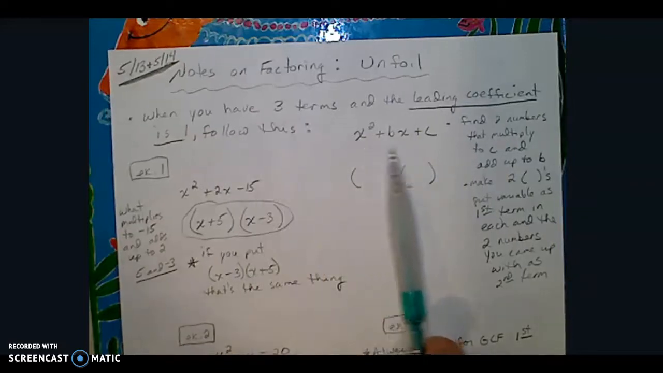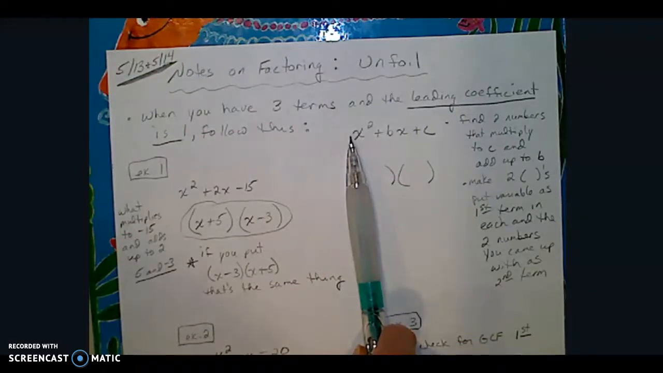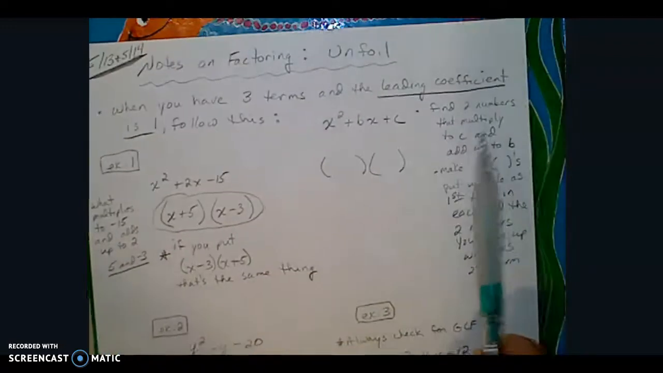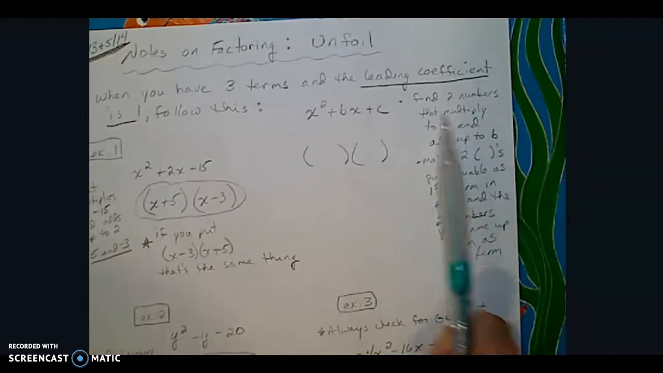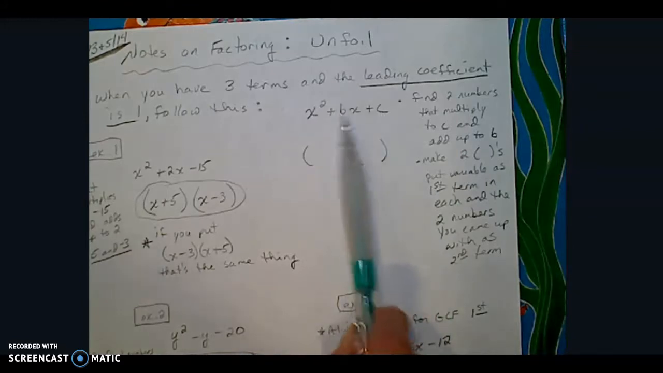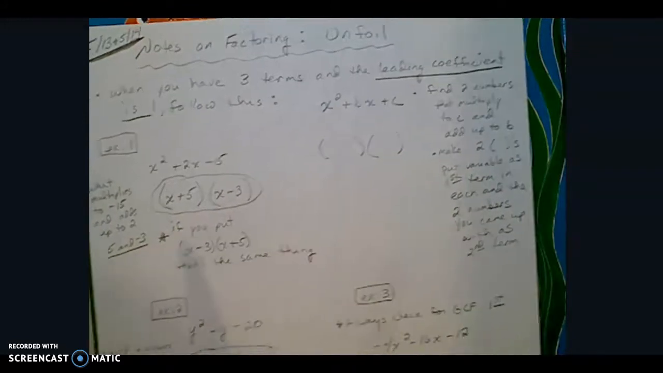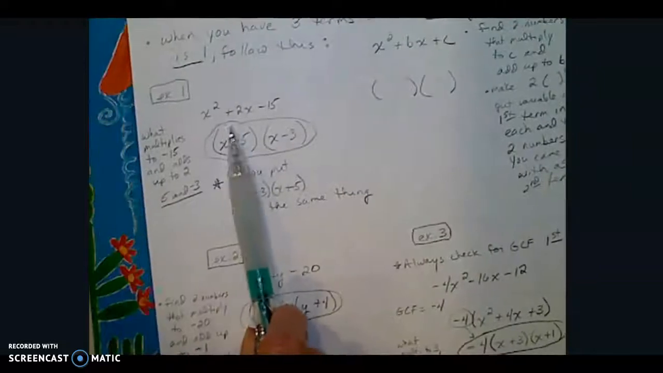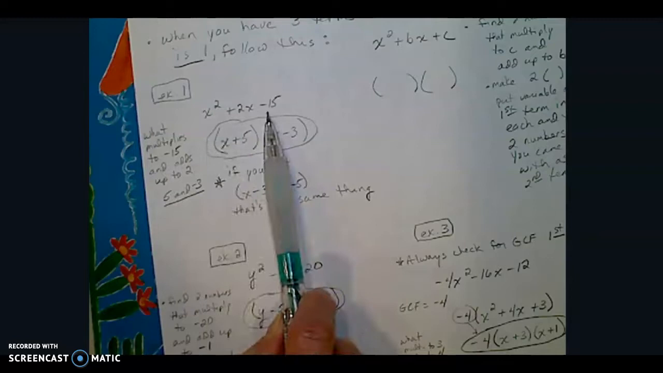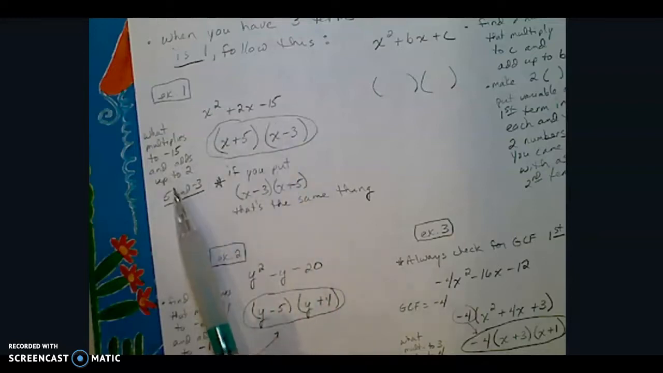So it's going to look like this. Leading coefficient is 1. Doesn't matter what this coefficient is. Okay, and then what you're going to basically do is ask yourself these 2 questions. Find 2 numbers that multiply to C, the constant, and add up to the middle coefficient. So in this example, I wrote out for you, okay, what multiplies to negative 15, the constant, and adds up to 2, which is that middle coefficient? Well, 2 numbers that do that are 5 and negative 3.